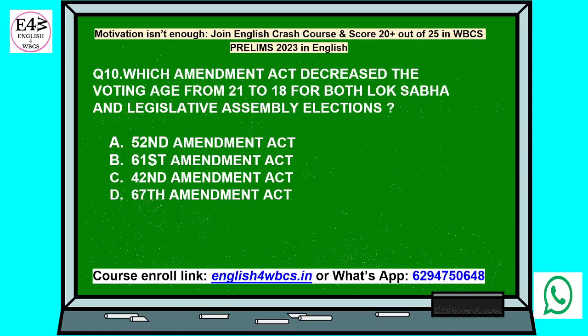Okay, so now coming to the most important question, question number 10. Which amendment act decreased the voting age from 21 to 18 for both Lok Sabha and Legislative Assembly elections? So this is a very common question and most important question. Okay, so the correct option is option B, 61st Amendment Act. And 61st Amendment Act হয়েছিল 1988. Okay, so today this much.